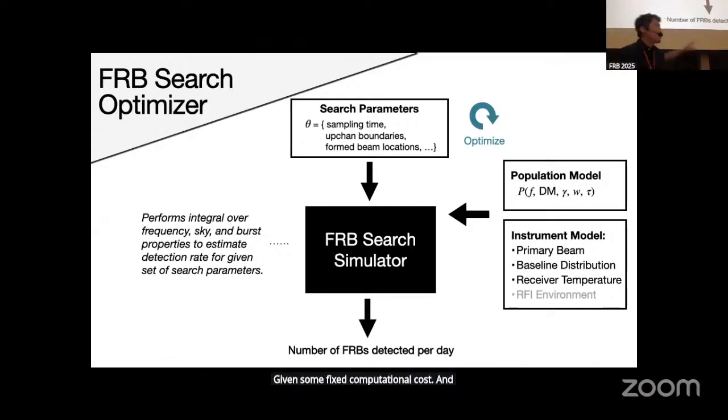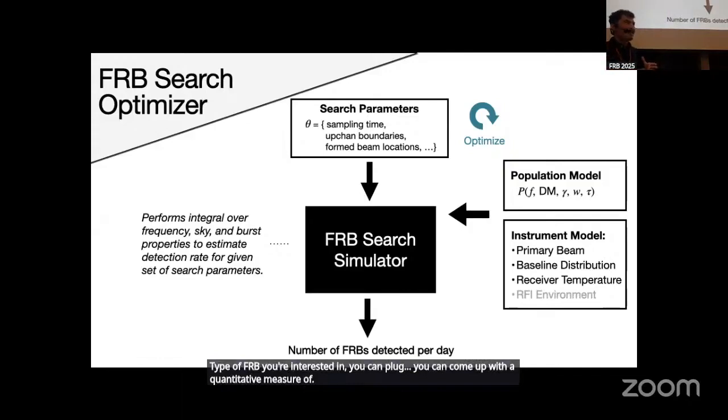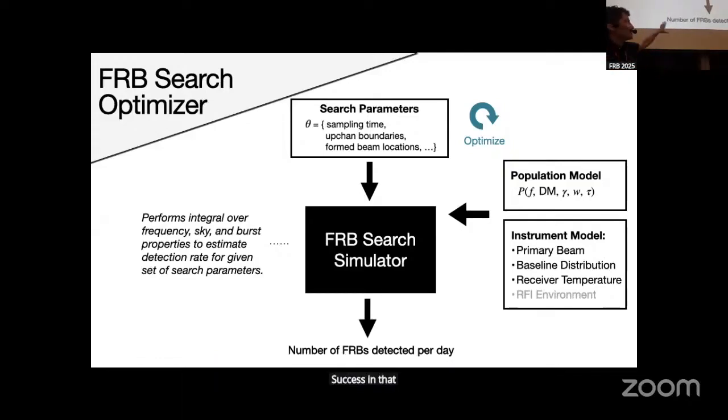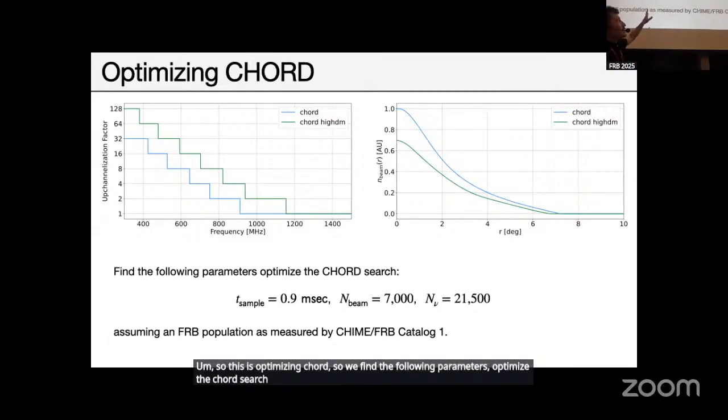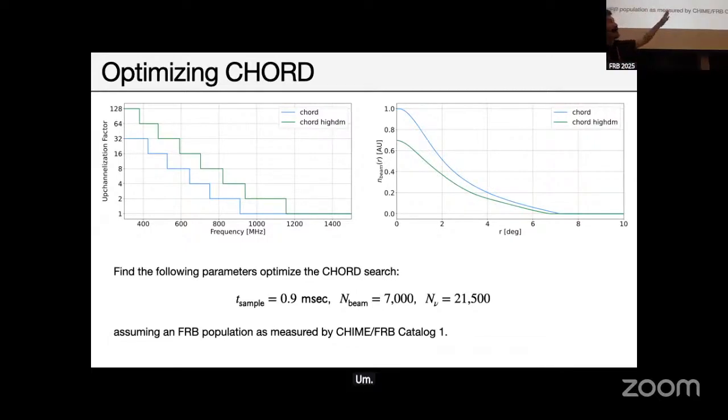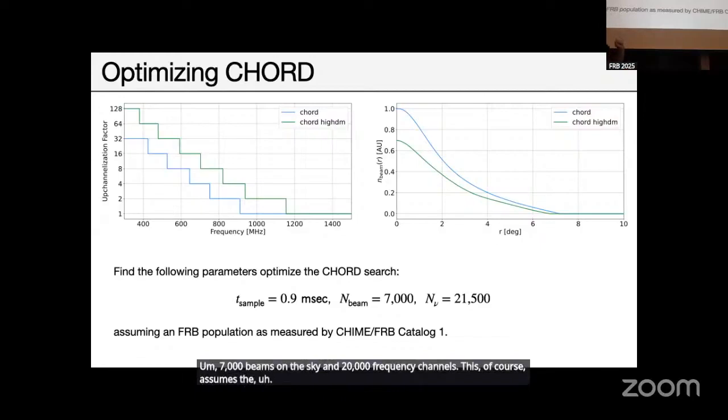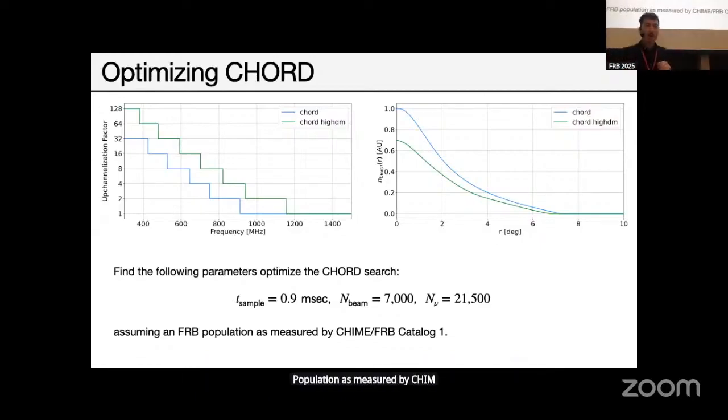And you don't have to use this particular objective function. Whatever type of FRB you're interested in, you can come up with a quantitative measure of success in that particular science and plug it into here and optimize for that. So this is optimizing CHORD. We find the following optimized parameters for the CHORD search: 1 millisecond sampling time, 7,000 beams on the sky, and 20,000 frequency channels. This, of course, assumes the population as measured by CHIME FRB catalog 1.